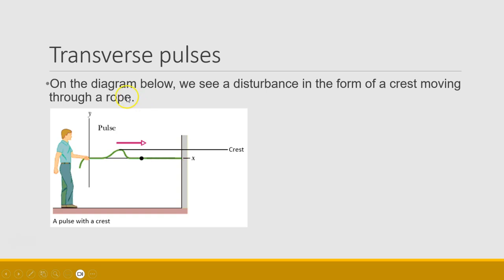So here we can see a pulse that has a crest. So a crest is a disturbance upwards. A trough would be a disturbance downwards, but this particular pulse has a crest.